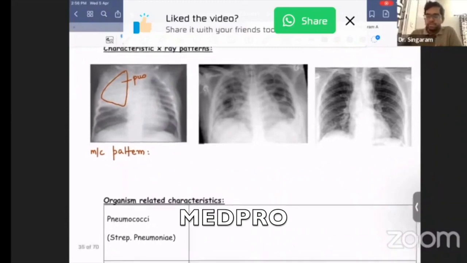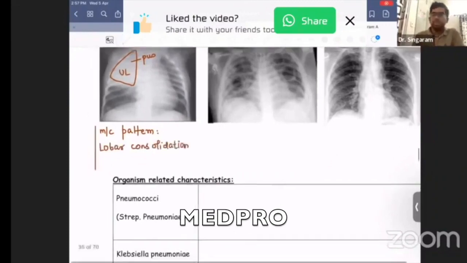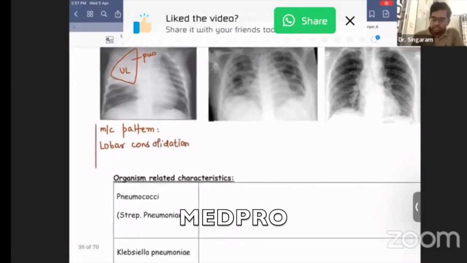Can you see in this particular picture what is happening? This one full lobe is consolidated. Can you see that this is the upper lobe? UL means upper lobe, and that one full lobe is consolidated. This is what is called lobar consolidation. This is the most common pattern which you encounter. Lobar consolidation is typically noted in Streptococcus pneumoniae infections. Other organisms can also cause it, but most commonly it is noted with streptococcal pneumonia. Please remember this. It is called lobar consolidation.